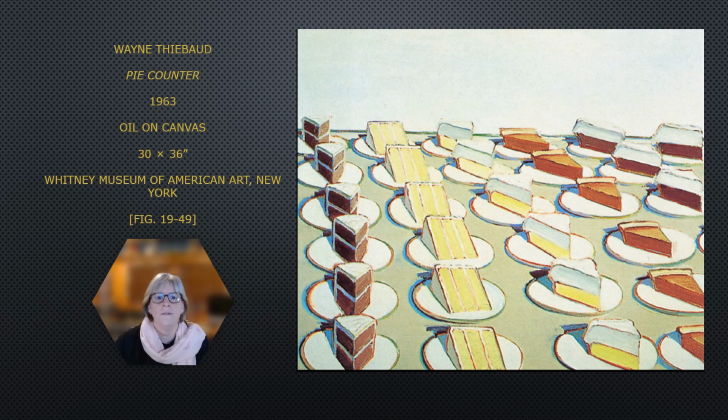Wayne Thiebaud was a California artist. This piece is titled Pie Counter from 1963. Thiebaud here depicts perfect but unappetizing pieces of pie as if they were placed under harsh light on a cafeteria counter. Thiebaud said that his works reflect his nostalgia and affection for the subjects he paints. In this case, it's pies. Others have stated that he is condemning or making a statement about the American culture.